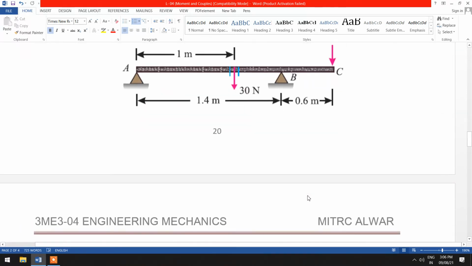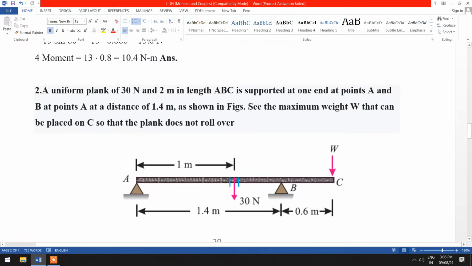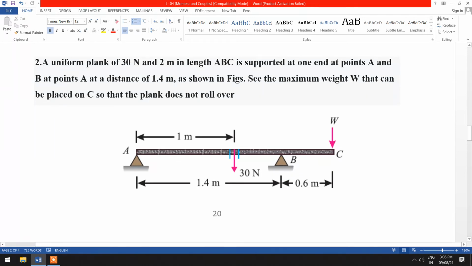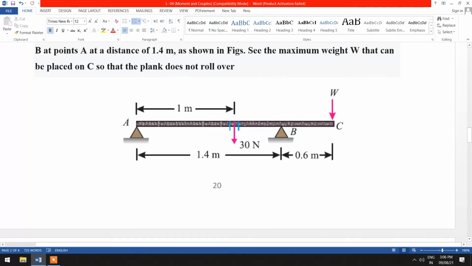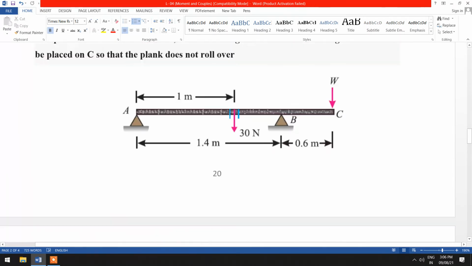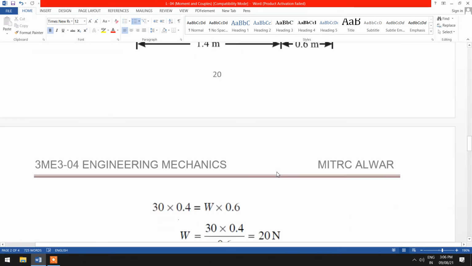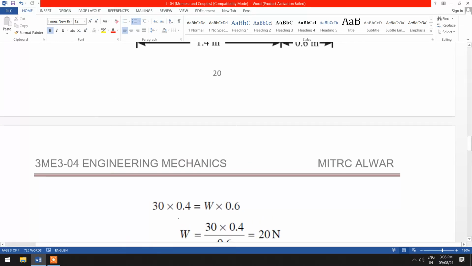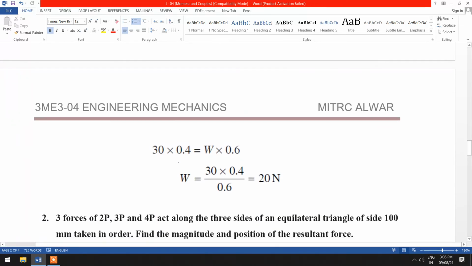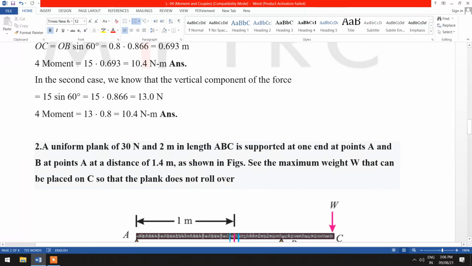So here, 30 into 0.4, where 30 is the weight and 0.4 is the distance. If we look at this figure, 1.4 is the total distance. So we have to find the moment along the point A. So here 30 into 0.4 is equal to W into 0.6. From there we can easily calculate the weight W, that is equal to 30 into 0.4 by 0.6, that is equal to 20 Newton. That will be the answer of this question.